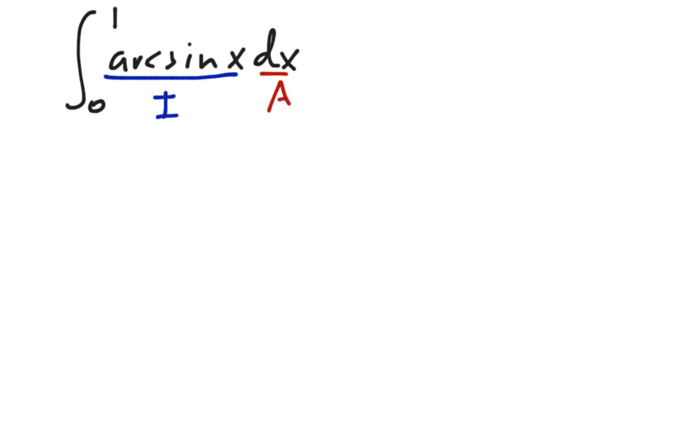Let's say that we have the integral from 0 to 1 of arc sine of x dx. Arc sine is not a basic integral, and it's not a u-sub, so let's try integration by parts. Notice that, like in the last video, arc sine is an inverse trig function and dx is algebraic. So I'm going to set up u, du, and then dx is going to be dv, so dv and v.